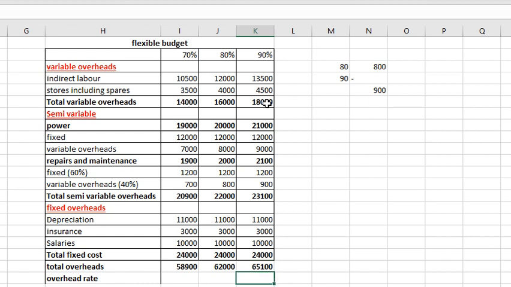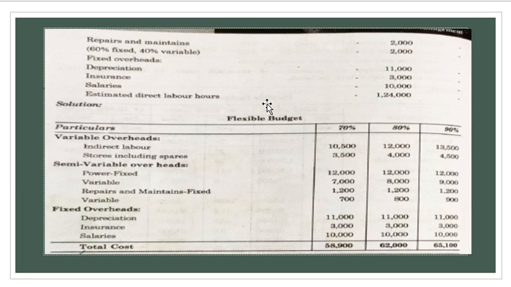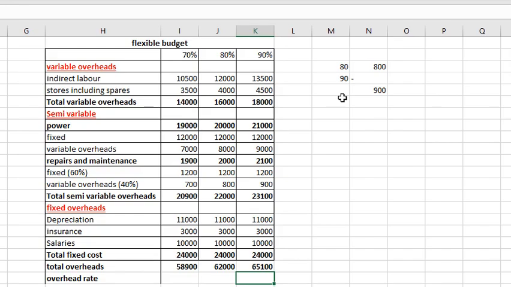So now what is the overhead rate we are supposed to find out? We are going to find out the overhead rate based on the labor hours. The labor hours given is 1,24,000, and this 1,24,000 is for 80% capacity. So for 70% and for 90%, we need to find out the estimated direct labor hours, and then we will find out the overhead rates. So for 80% the labor hours is 1,24,000, and for 90% it is 1,39,500.